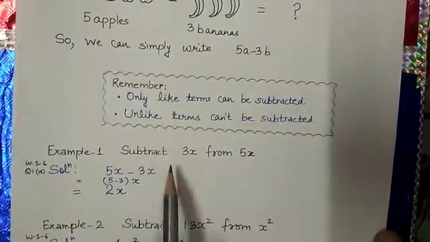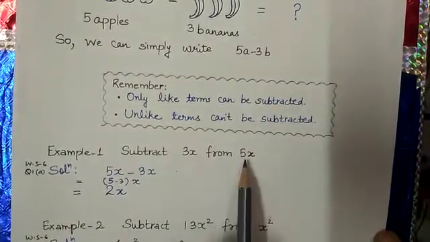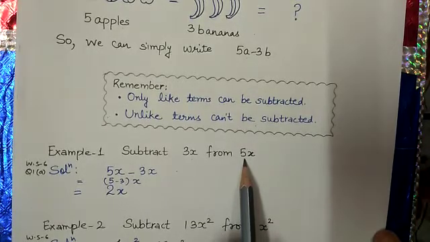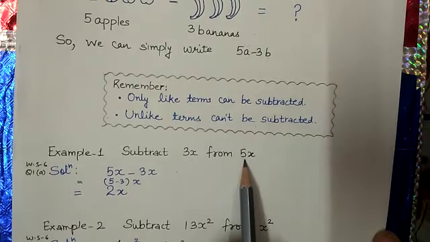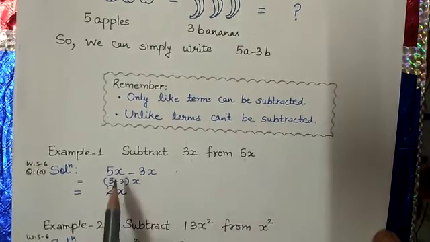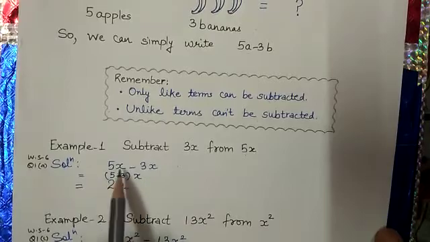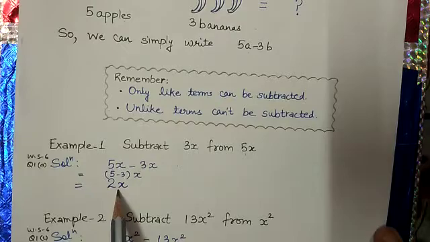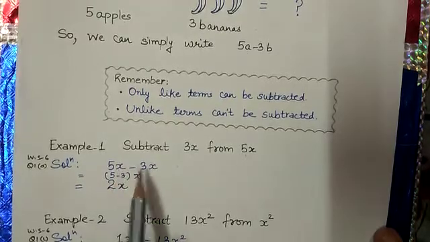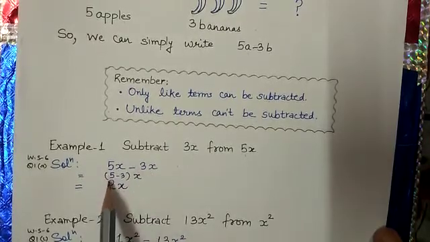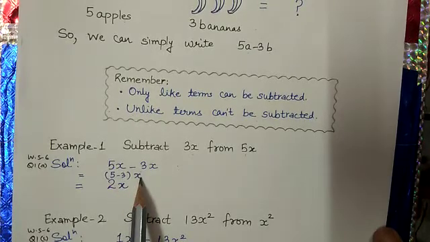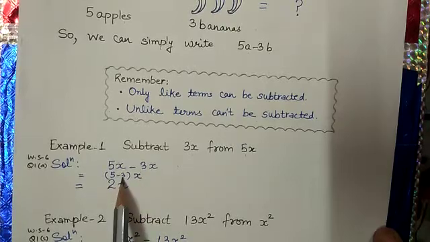First example, subtract 3x from 5x. As we have studied in addition, we can add using the column or horizontal method. Similarly, subtraction can also be done. But here, in question 1, subtraction of monomials, I am using only the horizontal method. 5x minus 3x. So what should I do? 5 minus 3 and the variable part common, as we did earlier. So 5 minus 3 became 2, and here x.